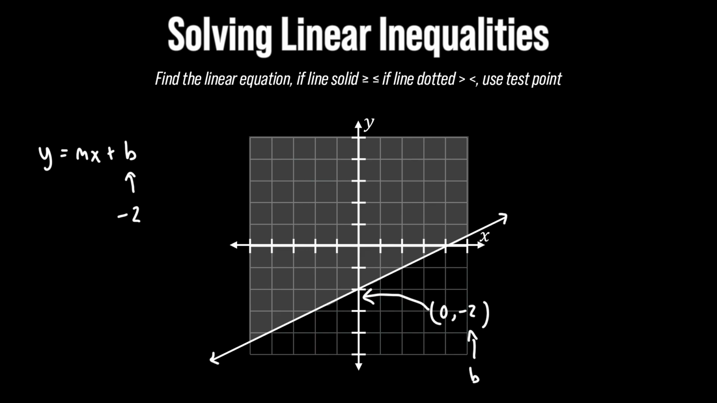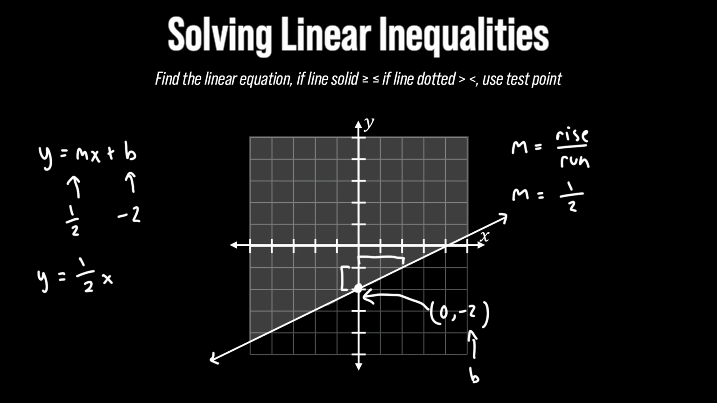What's the slope of the graph? Well, let's figure out what the slope is, which is going to be rise over run. So if we were to start at the y-intercept, we rise by 1 unit here, and we run by 2 units. For every 1 in the y direction, we go 2 in the x. So our m is going to be 1/2. So we can plug that in here, and we're going to have y is equal to 1/2 x minus 2. That's going to be our linear equation.